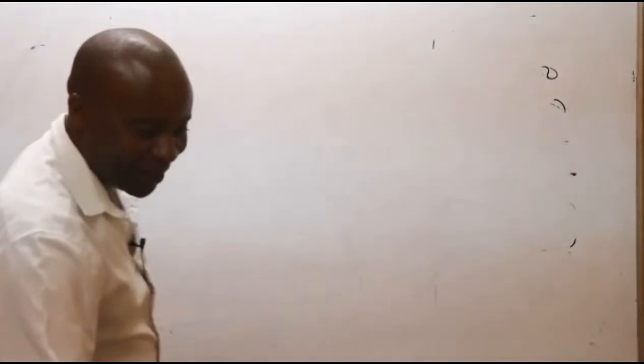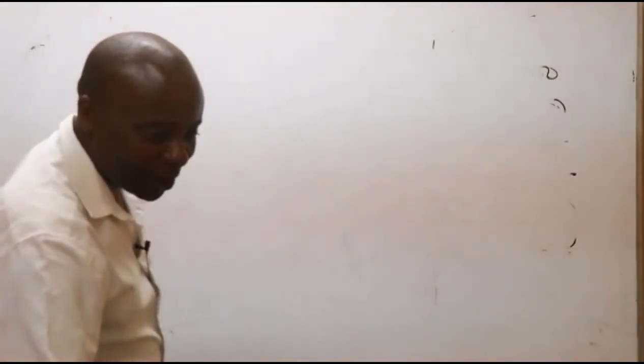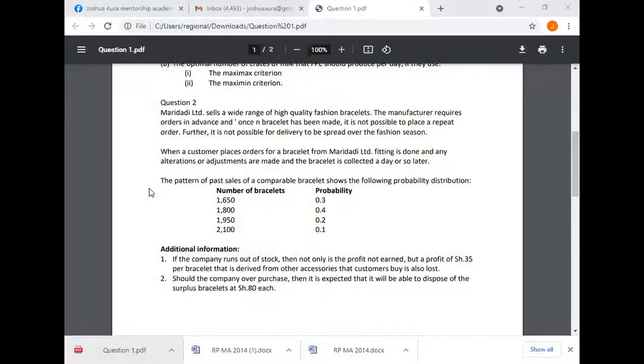This is a very easy question, Nicholas. You made me happy. So we are told here, number of bracelets. We have the supply. This is supply. So supply, we have 1650, we have 1800, we have 1950, we have 2100. And then demand will always be the same: 1650, 1800, 1950, and then we have 2100.